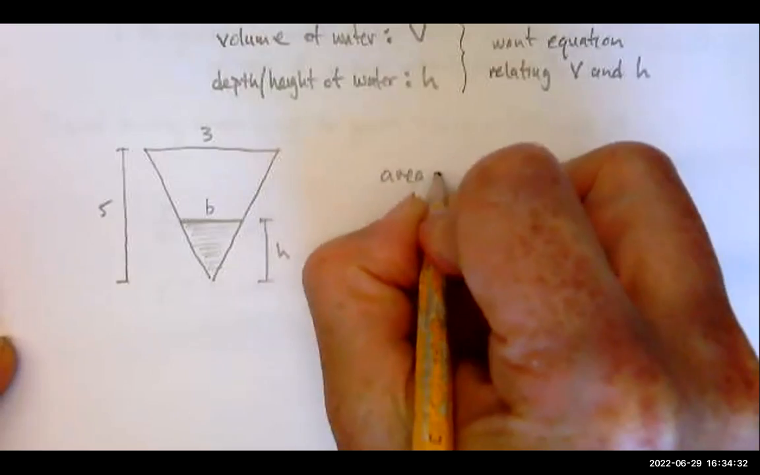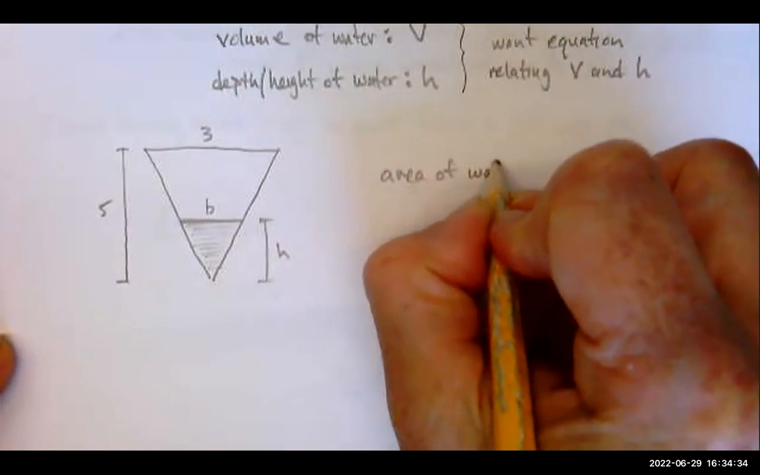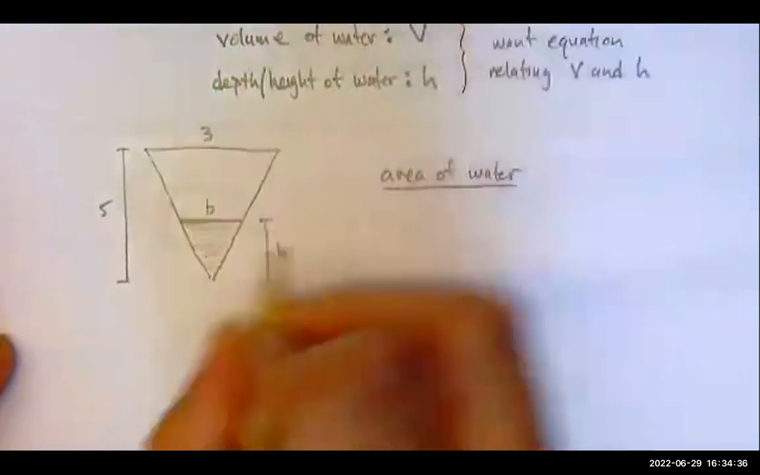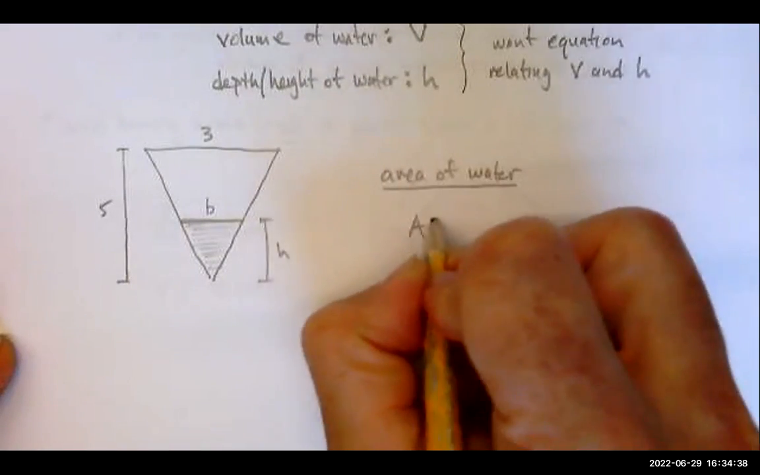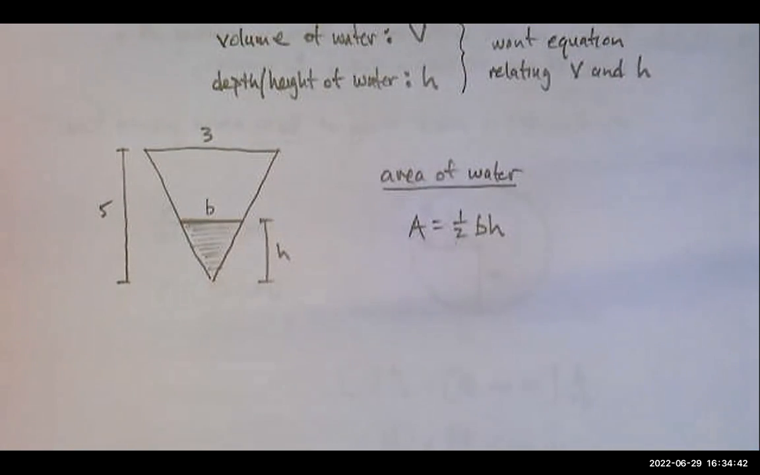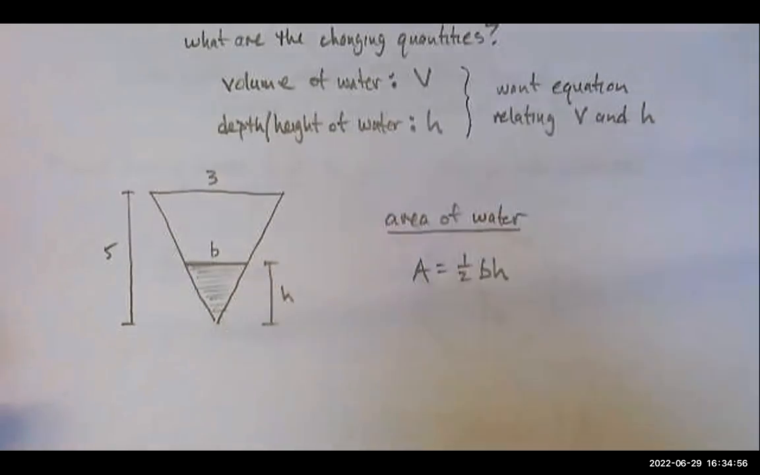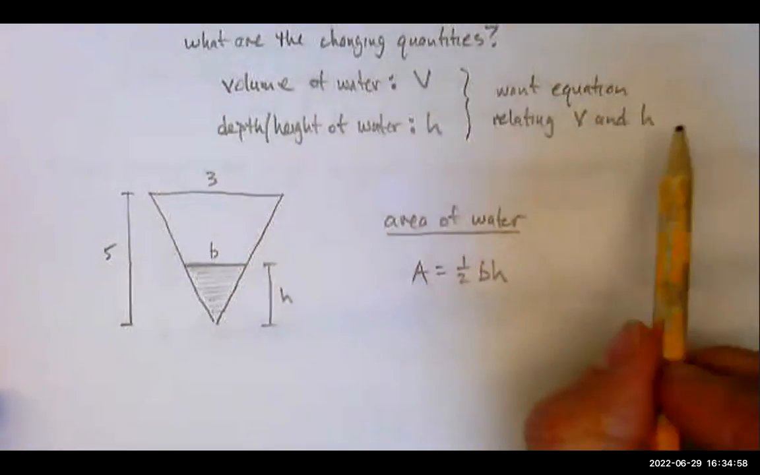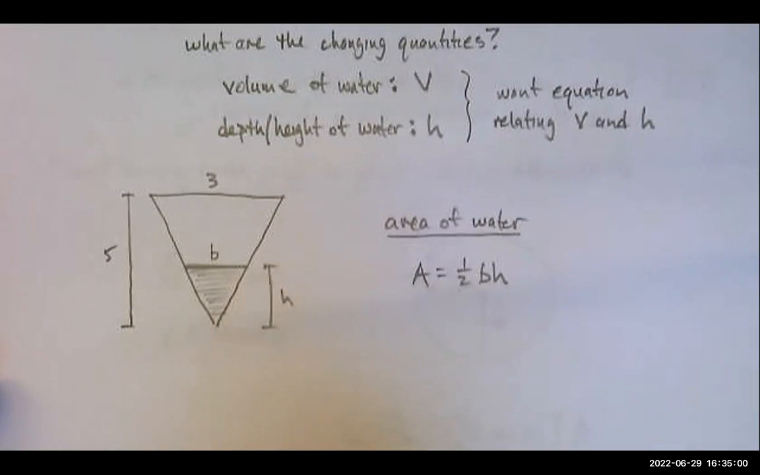Area of the water, for now, just right here, this area is 1/2 base times height. And harking back to a geometry formula for the area of a triangle, 1/2 base times height. Okay, all right, that's a start. But here's the thing. We really want that area just in terms of height.